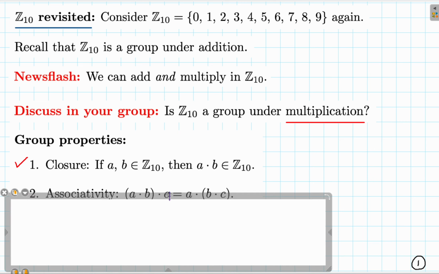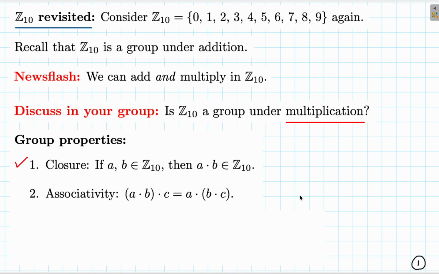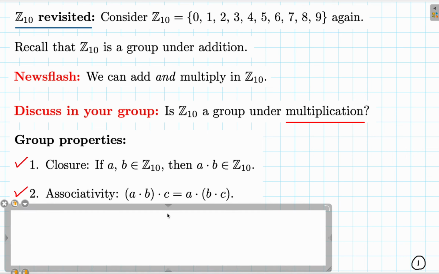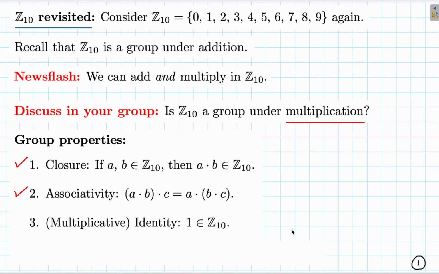What about the associative property? Yes, multiplication in Z10 is associative. We can move parentheses around and regroup when we're multiplying these numbers in Z10. What about the identity element? Well, here we're talking multiplication, and so the multiplicative identity is 1, which is in fact an element of Z10.